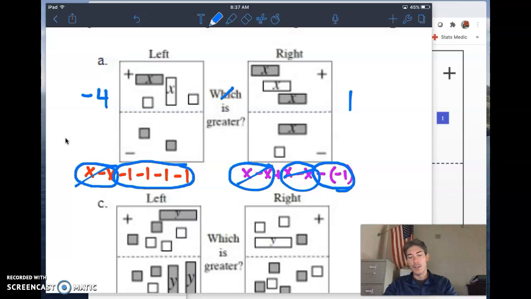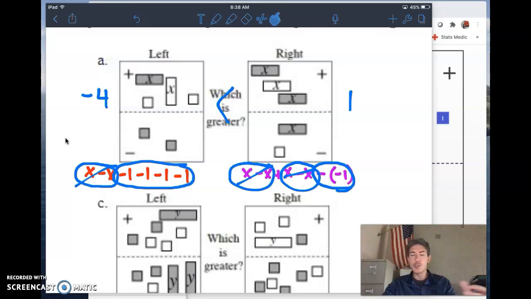Remember, folks, the inequality opens toward the larger value. So in this case, 1 is larger than -4. Probably pretty obvious to you. 1's positive, 4 in this case is negative. Positive numbers are always bigger than negative numbers.